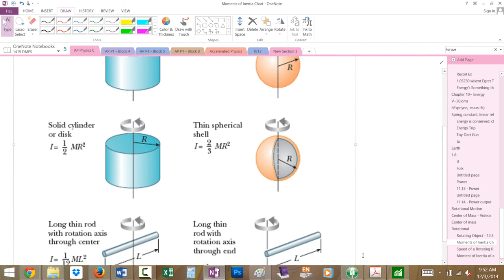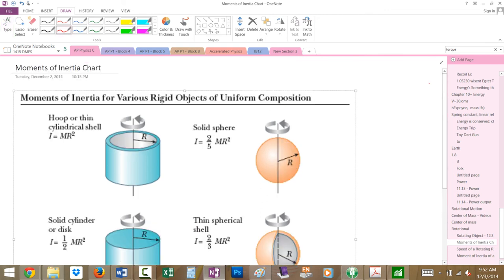It's not the one in your book, but it's similar. The one in your book is on page, I wrote it down so that I could tell you, 318. Okay, your chart is on page 318. So be familiar with it. You don't have to have them memorized, but you should probably be familiar with them, okay?